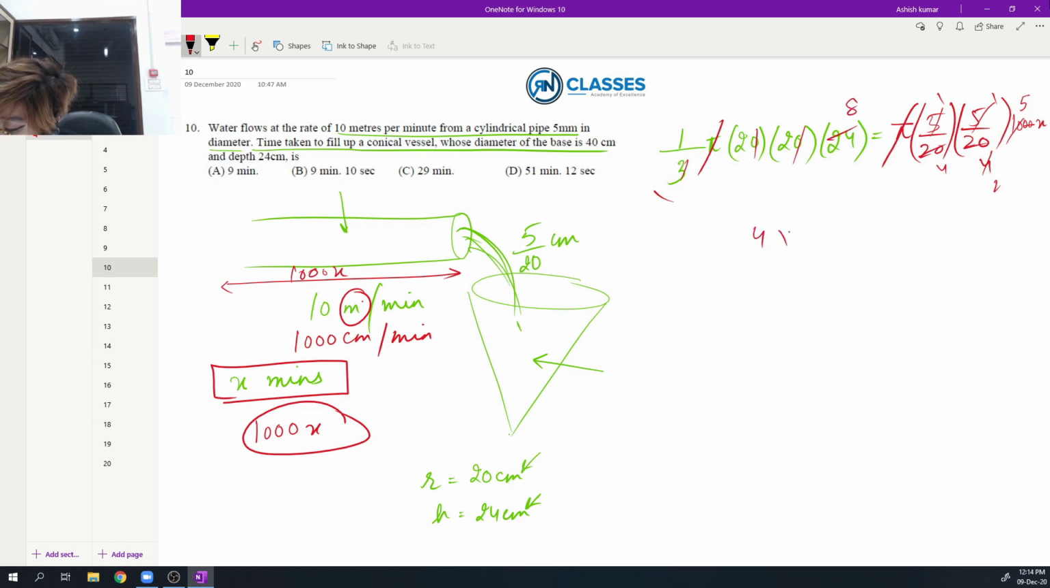So 4 into 8 into 4 into 2 by 5 is equal to x, right? Hopefully if I haven't made a calculation error, x will turn out to be 51. So 51 minutes 12 seconds. 51 something comes, I don't go further, I always leave it right there. Option 51 is only one, so that means option D, right?